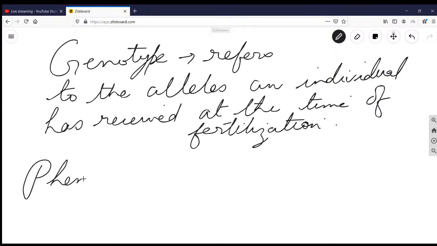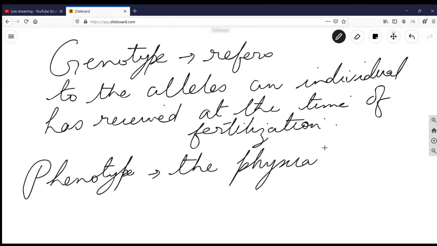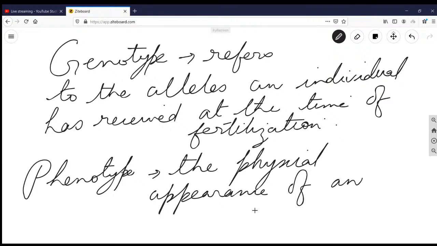Then phenotype. Phenotype is nothing but the physical appearance of the individual, the characteristics that you are able to discern or see or observe. That will become clearer after an example. Physical appearance of an individual.